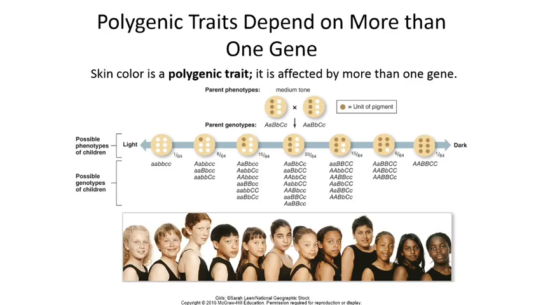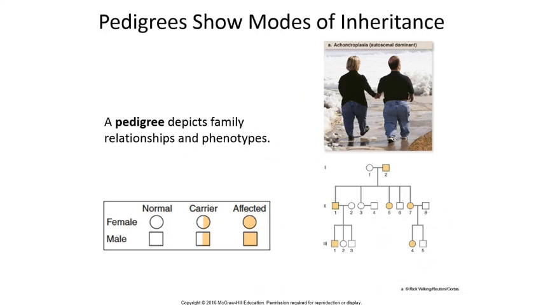You can have something from very, very light, which is homozygous recessive for all, or you can have something that's very, very dark, and that's heterozygous dominant for all of the traits. Or you can have some variation in between. It depends on what the genes code for.